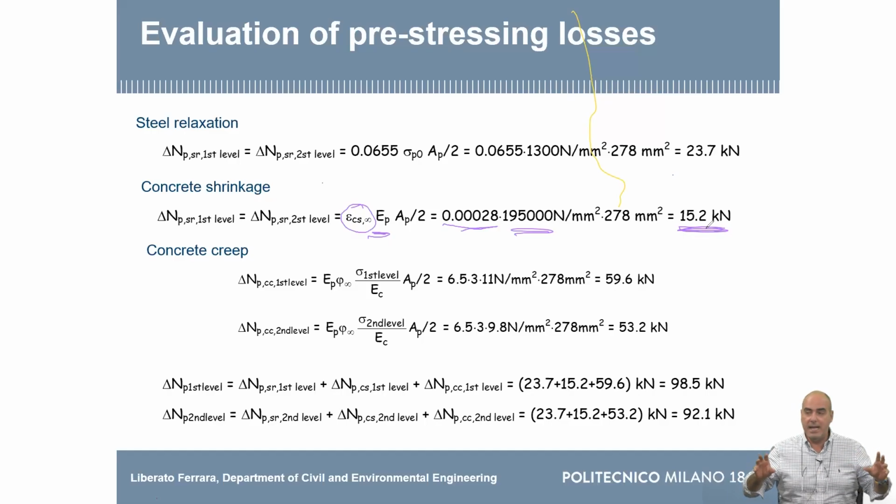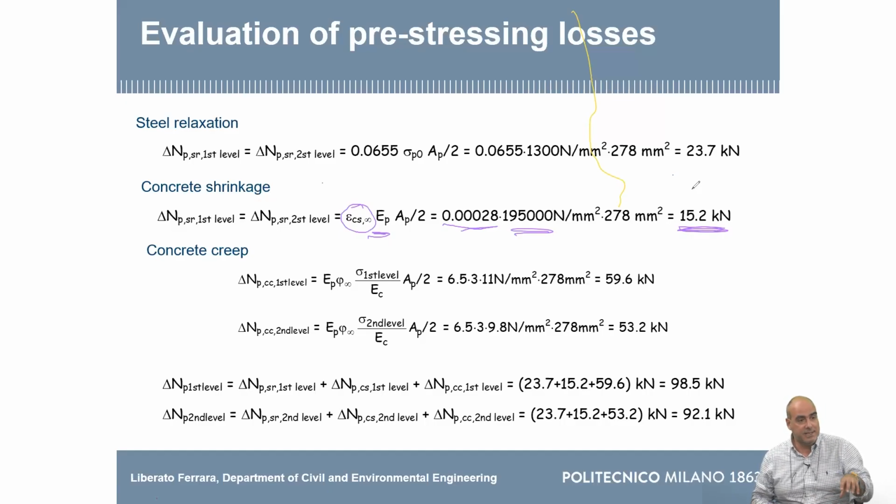What is dangerous is if you restrain shrinkage: your element would like to shrink, you keep it fixed, and you have tensile stresses. But shrinkage deformation is a no stress deformation. To have creep, you need stress. If you have no stress, you have no creep. So the creep deformation is related to stress. And what is creeping is the concrete.